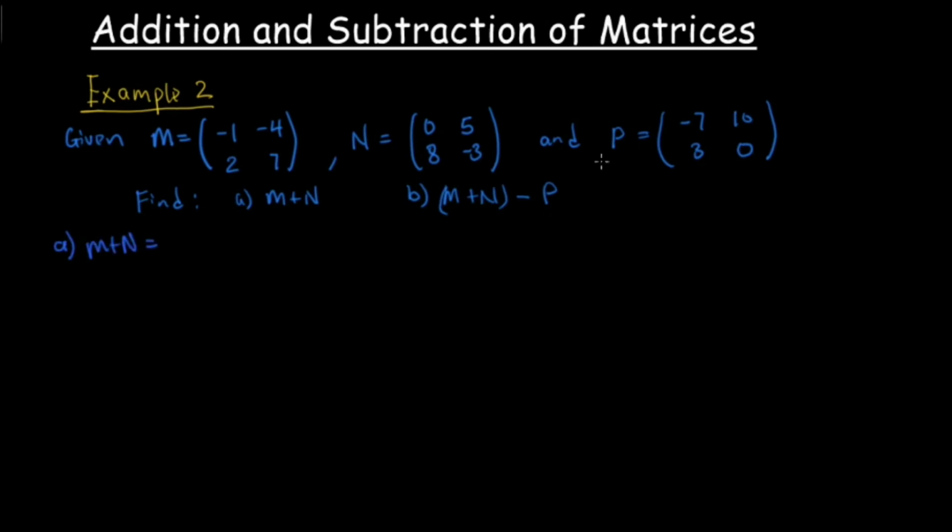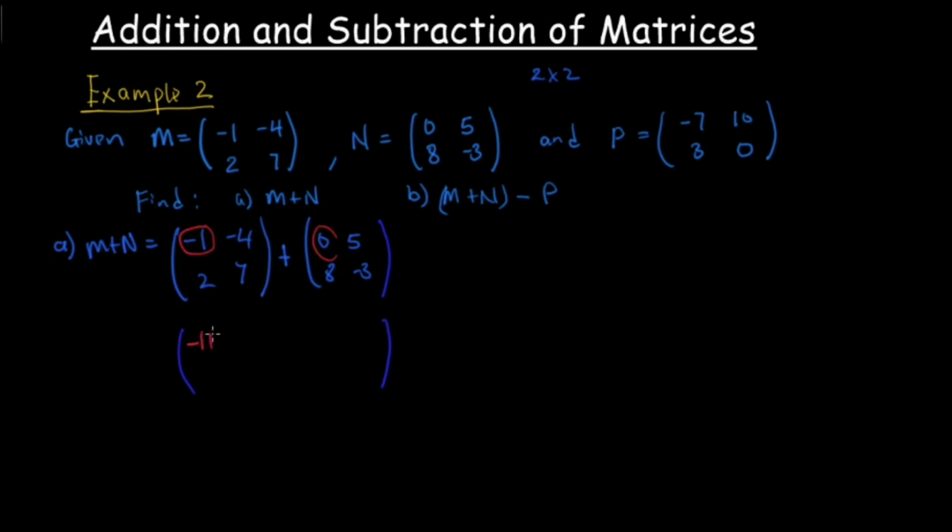We realize that all three of these matrices are of an order of 2 by 2, so therefore they can be added. M is -1, -4, 2, 7, and we're adding M plus N, which is 0, 5, 8, and -3. So we add the corresponding elements. -1 would be corresponding with 0. So it would be -1 plus 0. -4 would correspond with +5.